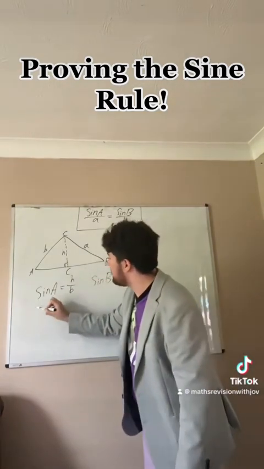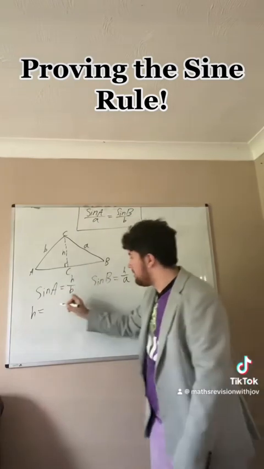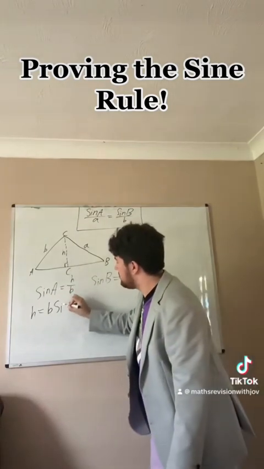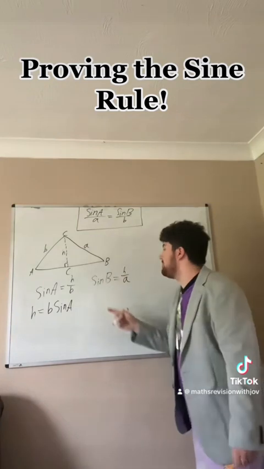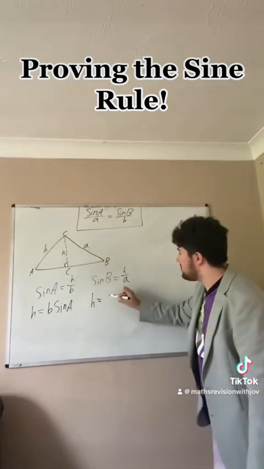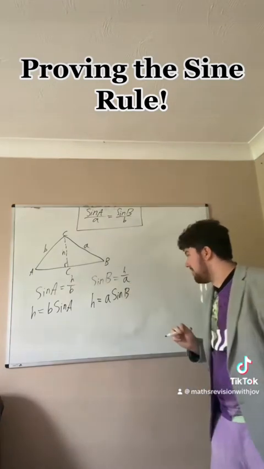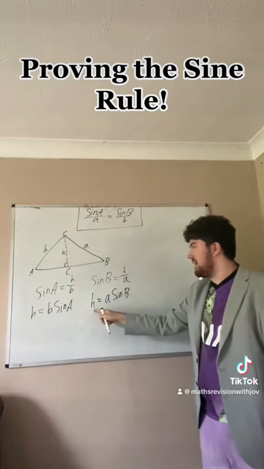Now we actually have H in both of these equations, so we can go and solve for H in both cases. We get on the left one, H is equal to, multiply through by B, so we get B times the sine of A. Similarly on this one, you want to multiply through by A, so we get H is A times the sine of B.